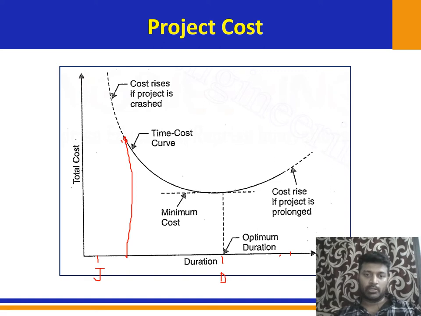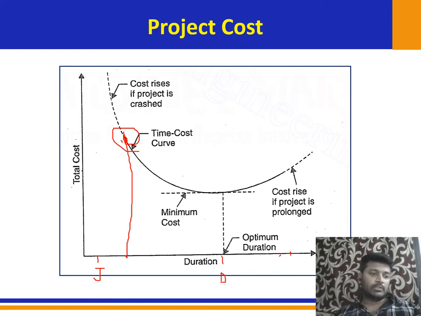When I want to complete the project very early, I will be deploying more resources, like I said earlier. By deploying more resources, it will consume a huge amount of resources, that is cost. From this diagram, it is clearly shown that if you want to complete the project earlier, then it will have a huge amount of cost. So the cost curve is given here. The cost increases if the project is crashed, or the time cost curve is given here. This point is the point where the project is completing earlier than the optimum time.